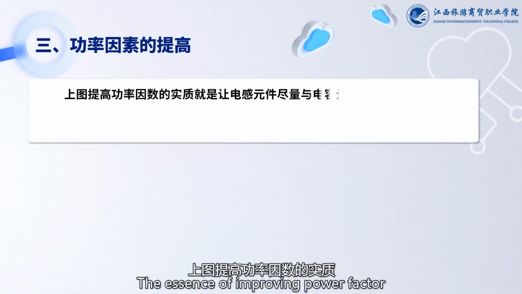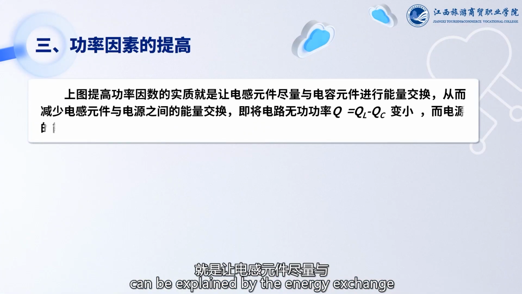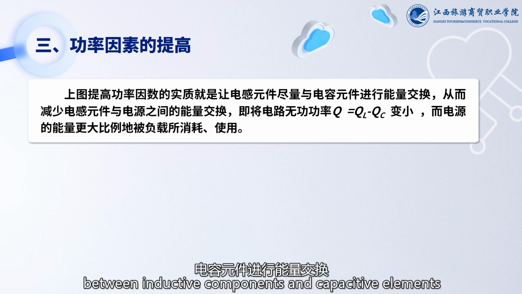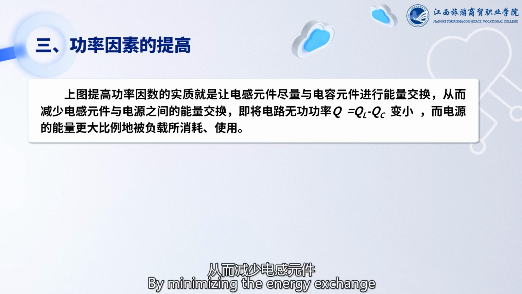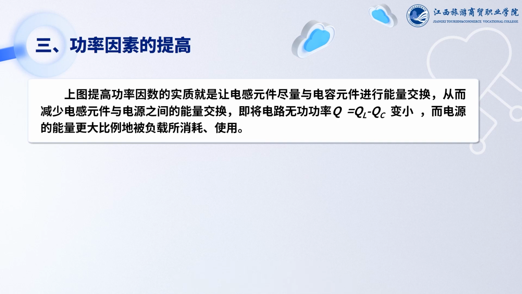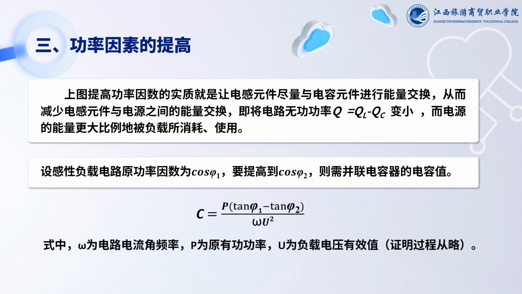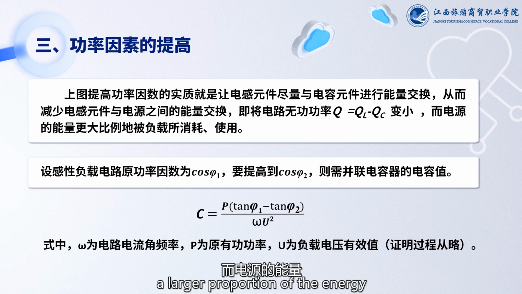The essence of improving power factor can be explained by the energy exchange between inductive components and capacitive elements, minimizing the energy exchange between inductive elements and the power supply, that is, reducing the reactive power of the circuit. Q equals QL minus QC. A larger proportion of the energy from the power supply can be consumed by the load.